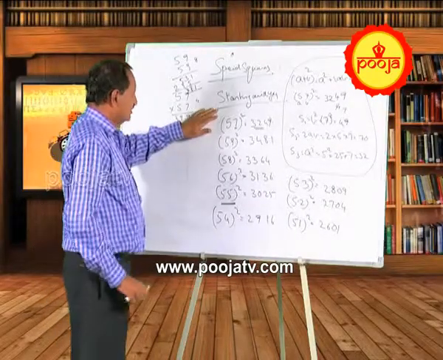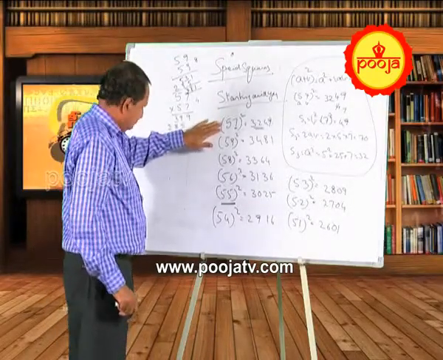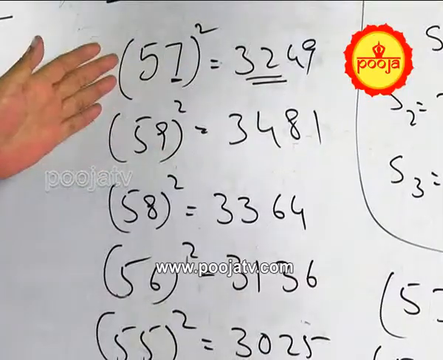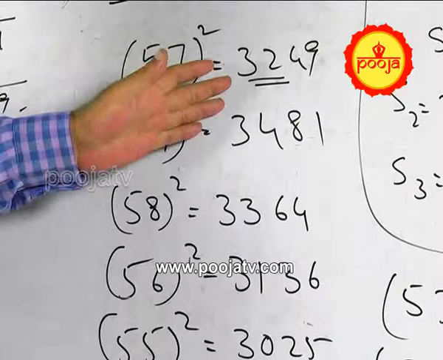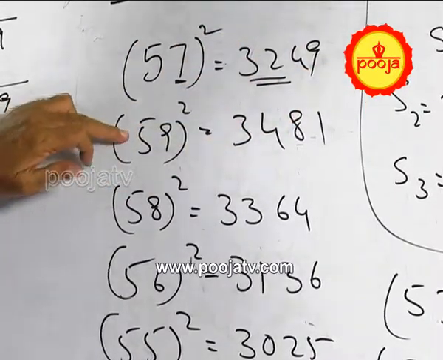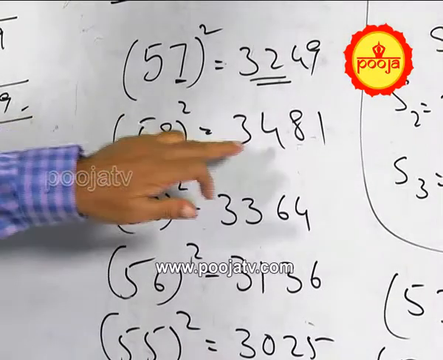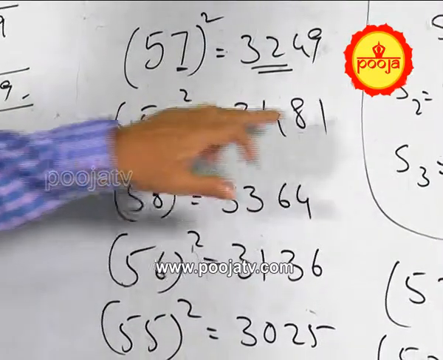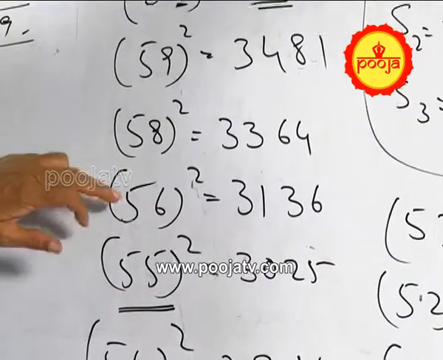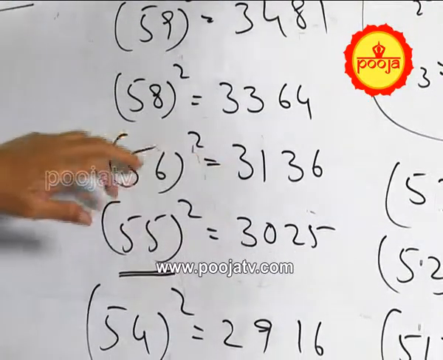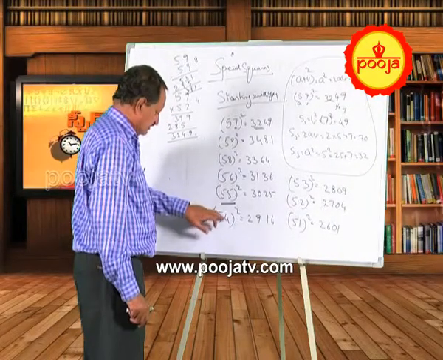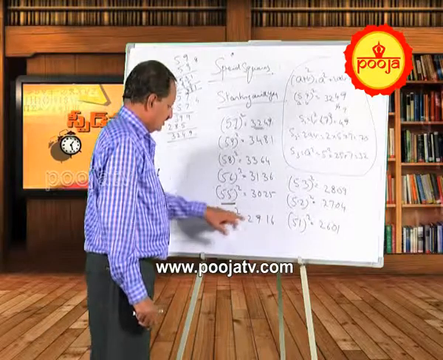When a number starts with 5, square 5, that is 25, and add the right side digit. 57: 25 plus 7 is 32, and 7 7 is 49. 59: 5 5 is 25, 25 plus 9 is 34, 9 9 is 81. 56: 5 5 is 25, 25 plus 6 is 31, 6 6 is 36. 54: 5 5 is 25 plus 4 is 29, 4 square is 16.